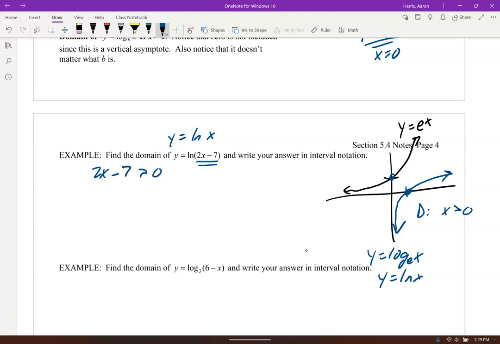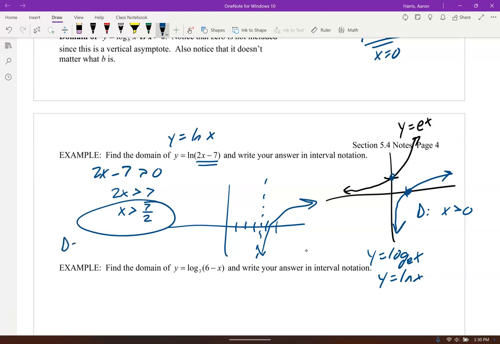So we can set that greater than 0. Add 7, divide by positive 2, divide by positive 2. So we know the natural log of 2x minus 7 is going to be defined for x greater than 7 halves. So it's going to look something like this again. That's what we're concerned about. The domain takes off from 7 halves on. Okay. Now let's do this one.